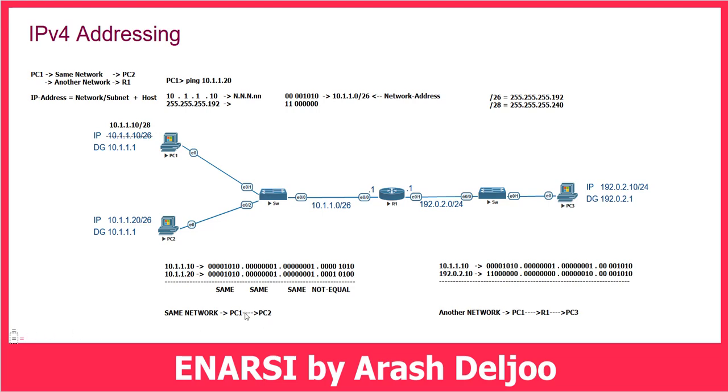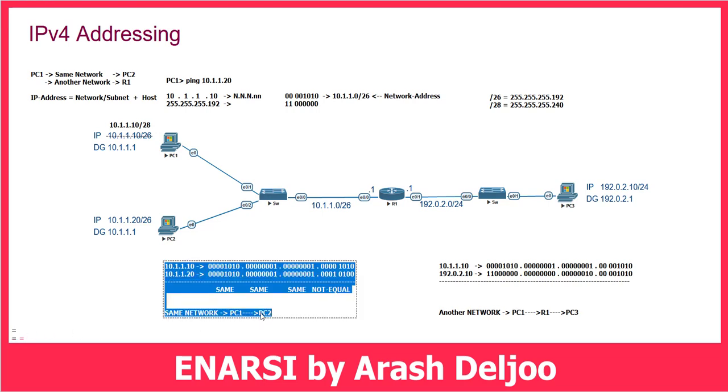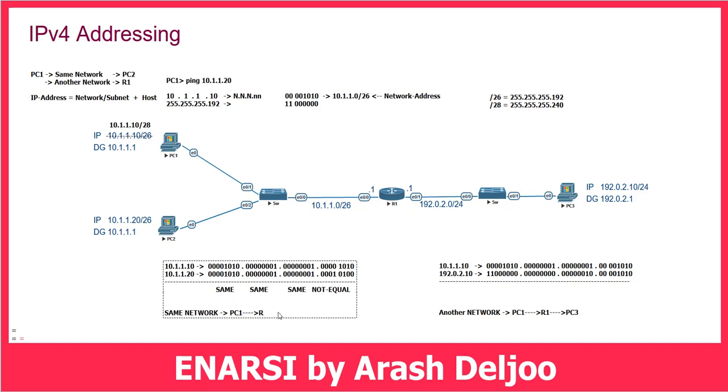Because PC1 is now trying to send traffic to the default gateway. You know that PC1 and PC2 are residing in the same network, but with the incorrect subnet mask, you need to send traffic from PC1 to R1, and this is not correct and not efficient. Here we have a problem. PC1, instead of sending the traffic directly to PC2, is now trying to send traffic to router 1, and here we will have a problem.